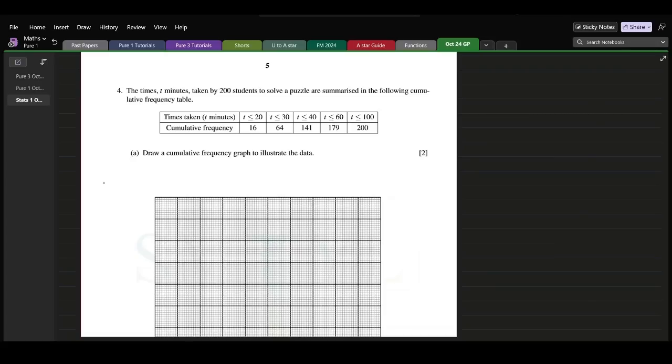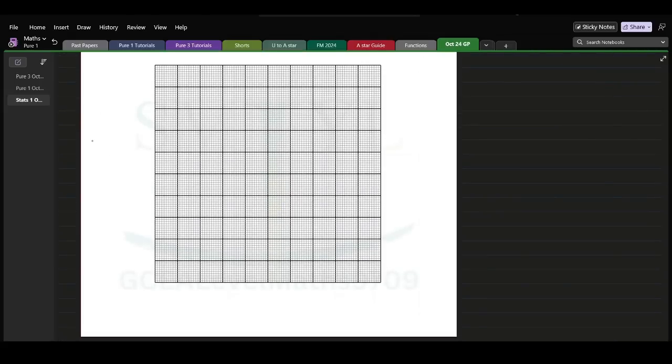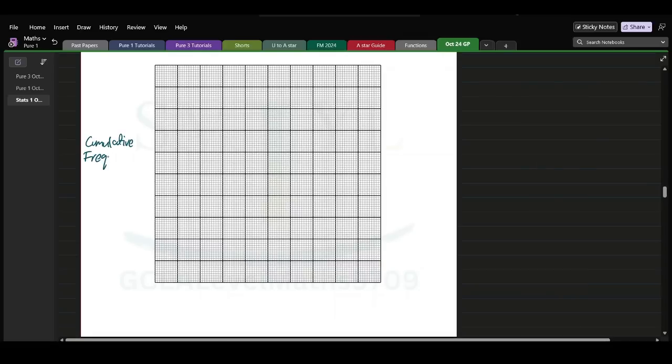Number 4. The times t minutes taken by 200 students to solve a puzzle are summarized in the following cumulative frequency table. Part A. Draw a cumulative frequency graph to illustrate the data. Okay, so our cumulative frequency will go on the y-axis. And then we will have our times in minutes on the x-axis.